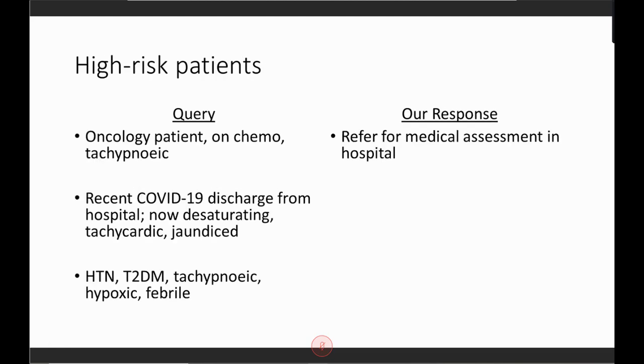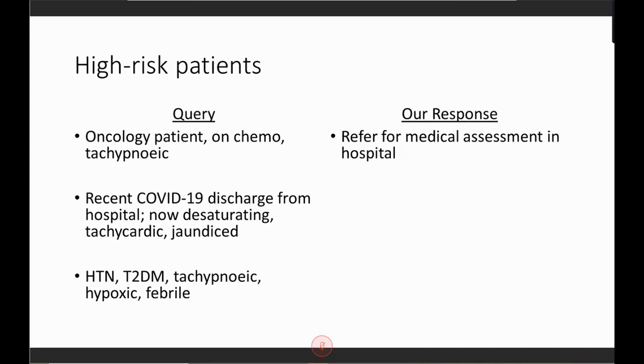Yeah, so the next query is people phoning about high-risk patients. And actually the general review from me, Vince, and the others has been that these generally need to be referred to medical assessment. So oncology patients going through chemo who have become tachypneic with hypotension, you send them in. They're high risk and they need to be reviewed. They could have sepsis linked to their chemo. It could be something completely different.